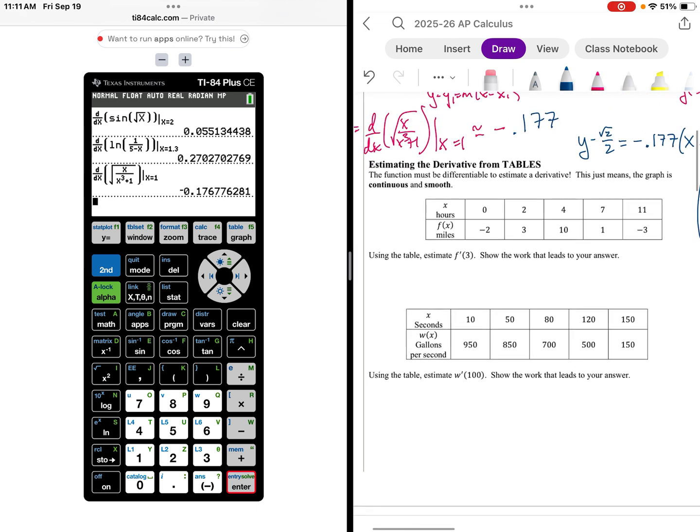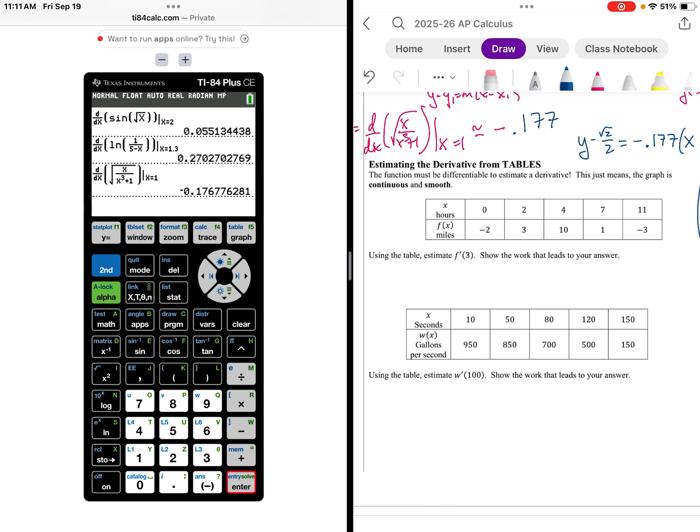The function must be differentiable to estimate a derivative. That's when we're looking at derivatives from a table. This means that the graph has to be continuous and smooth. And in the next section of our lesson, we learn what makes a function differentiable. So we'll learn some criteria there.